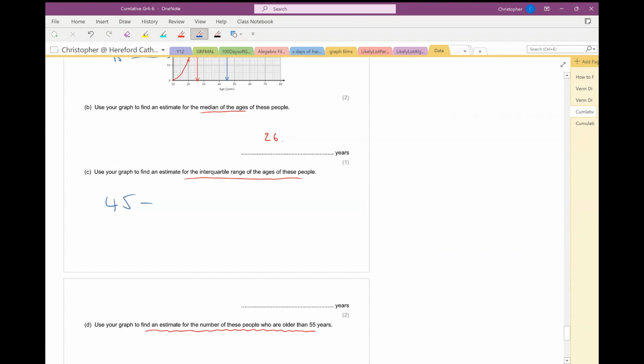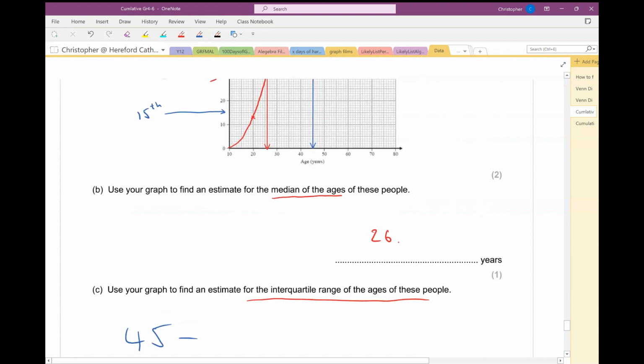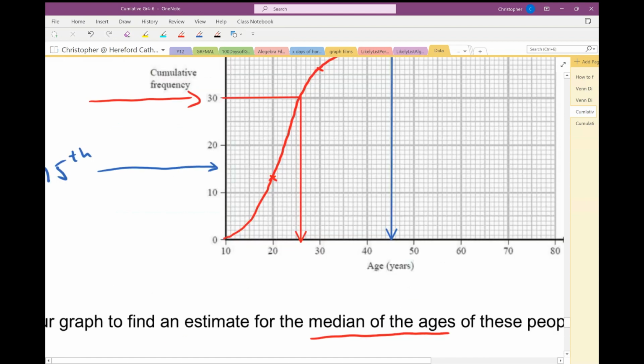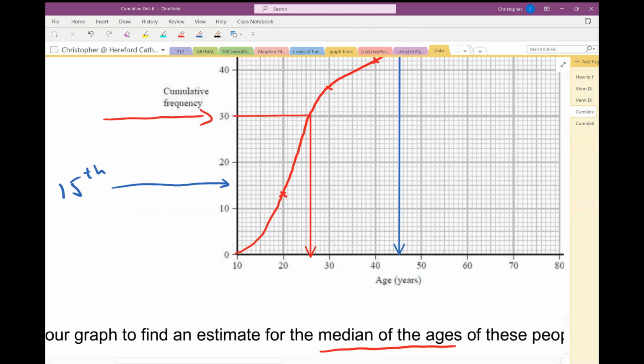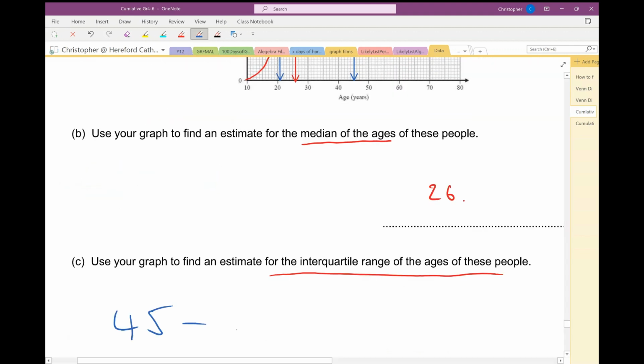And from that, I'm going to subtract the age of my 15th person. Right. Let's draw a straight line here and work out the age of my 15th person. Right. There we go. So my 15th person, I reckon, is 21. So my interquartile range is 45 minus 21, which is 24.